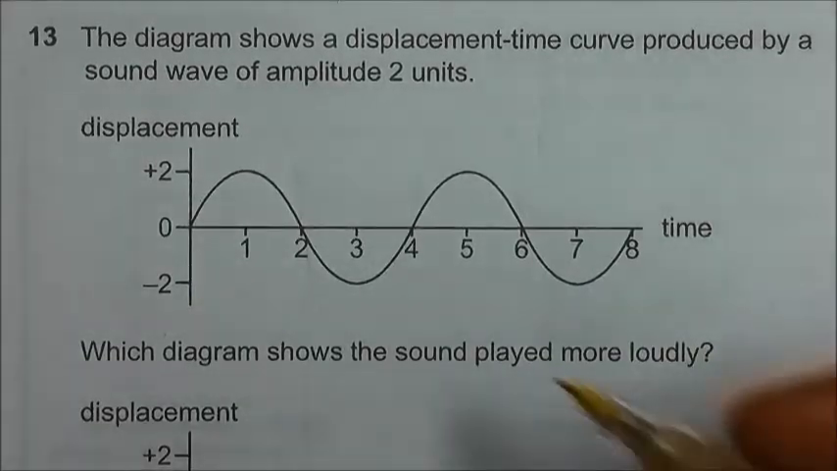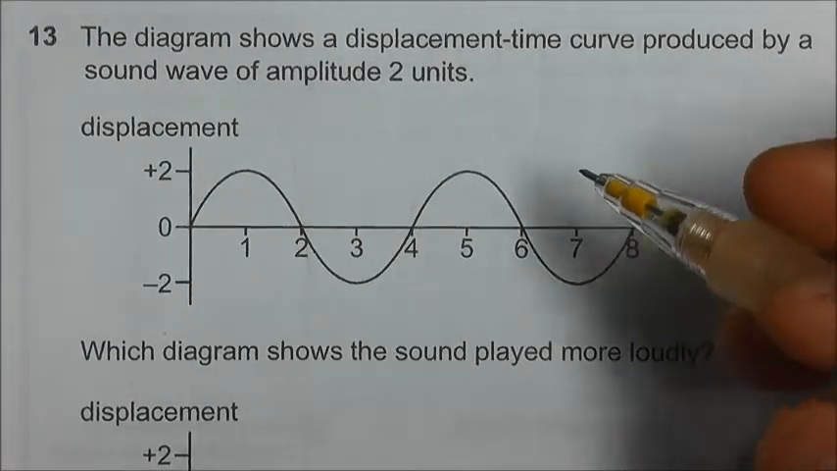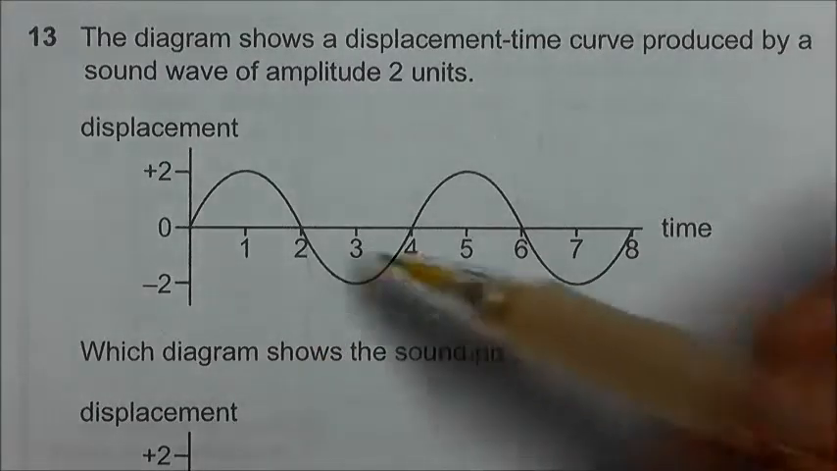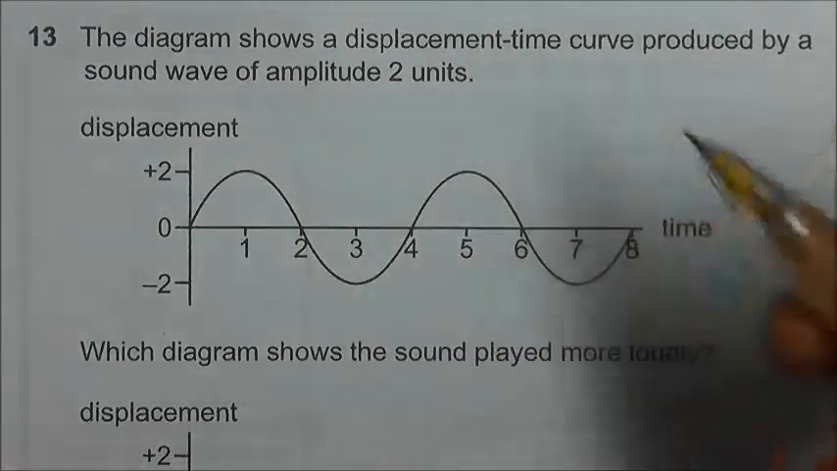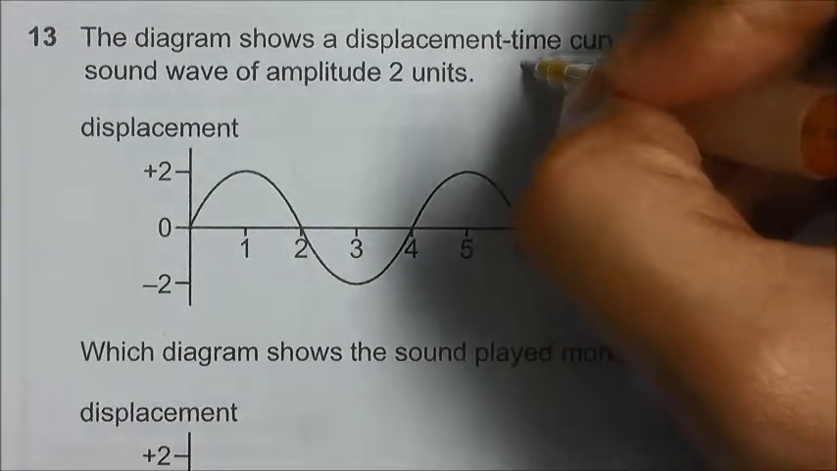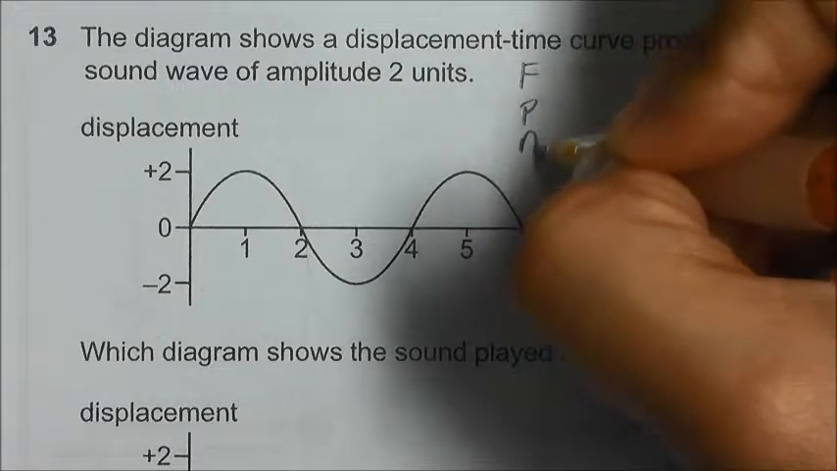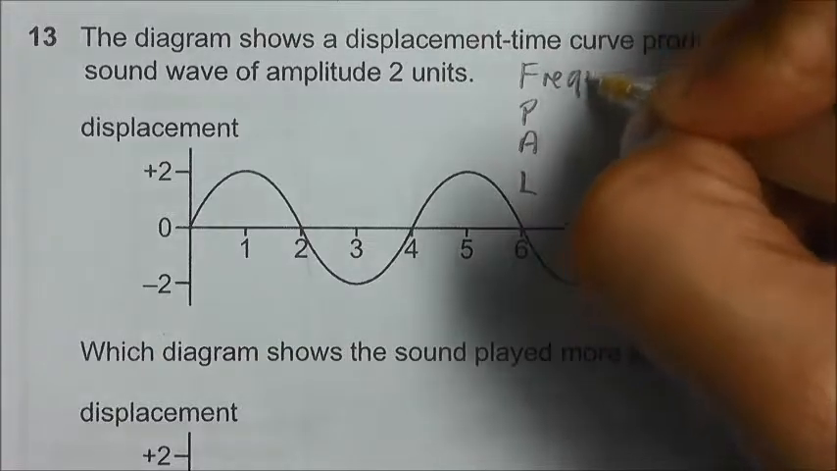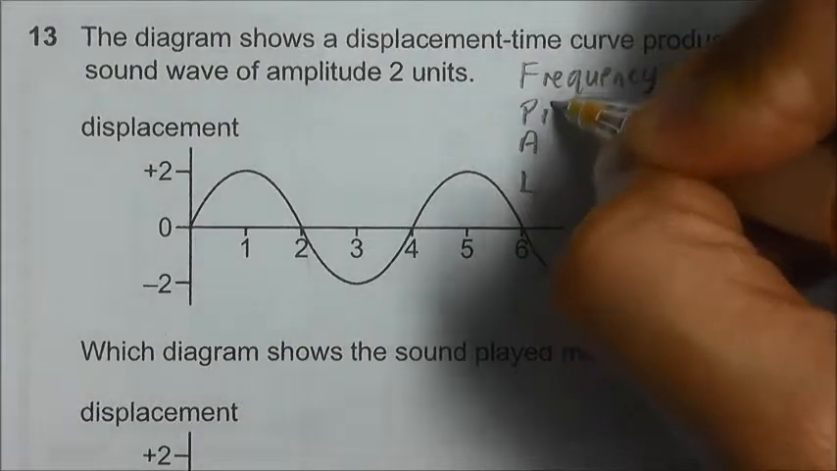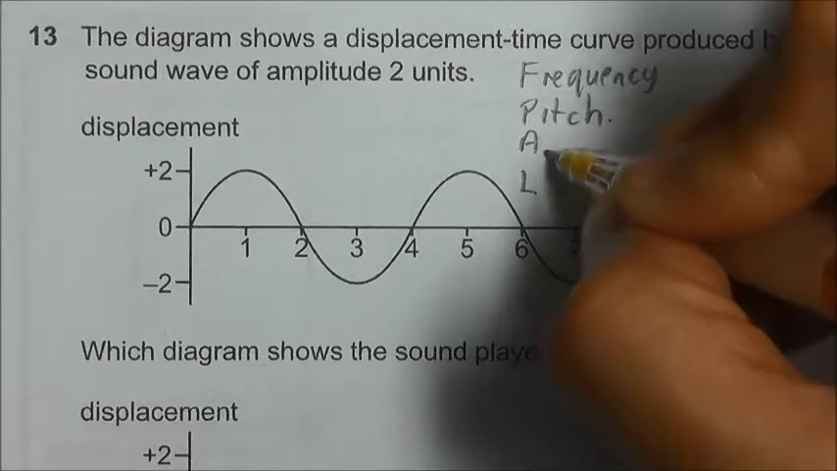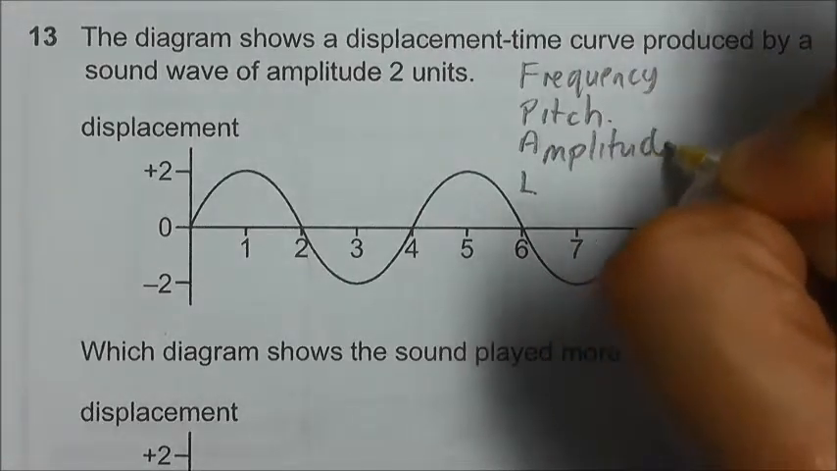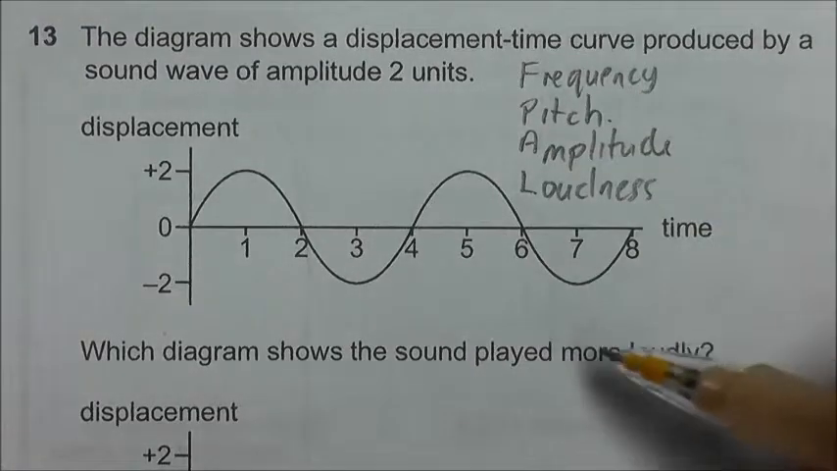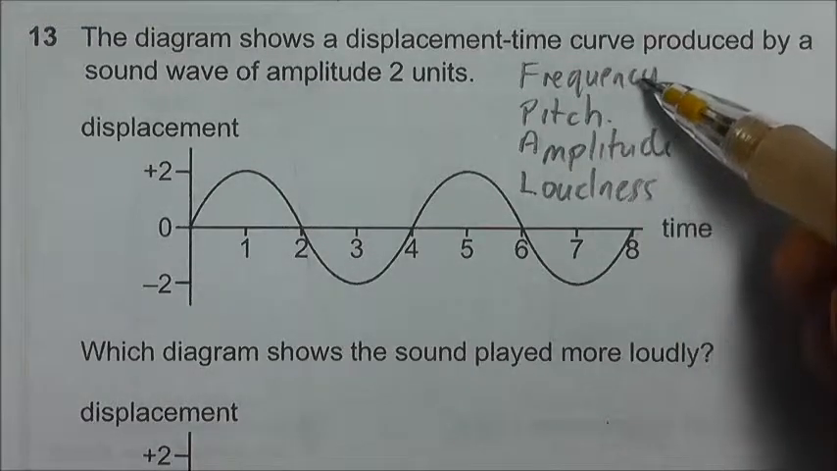We have a displacement time graph of a sound wave. We are asked, what if the sound is being played more loudly? What will happen to the displacement time graph? We can use the mnemonic: Funny people are lame. Funny means frequency is related to the pitch, and amplitude is related to the loudness. In this case there is no change in the pitch, so the frequency must stay the same.